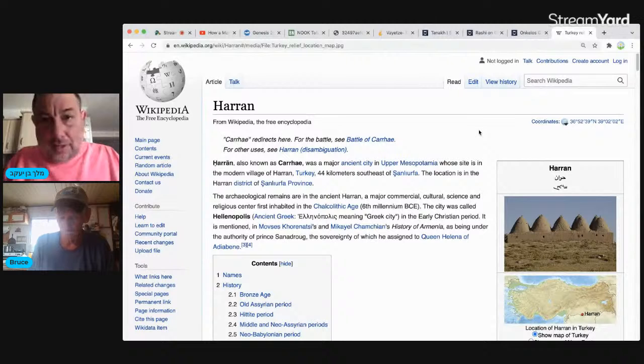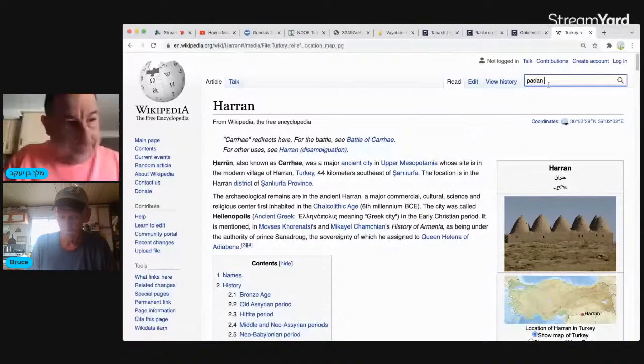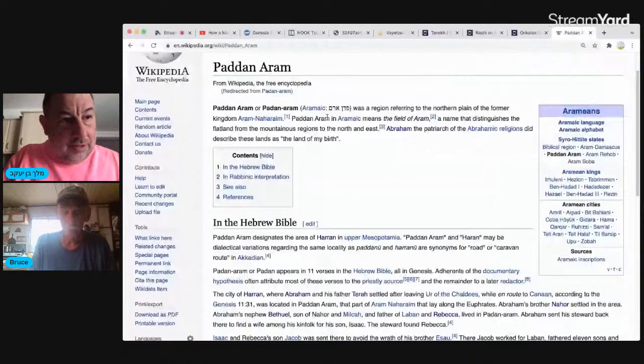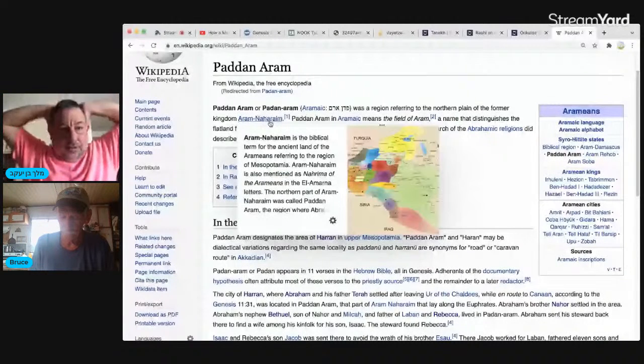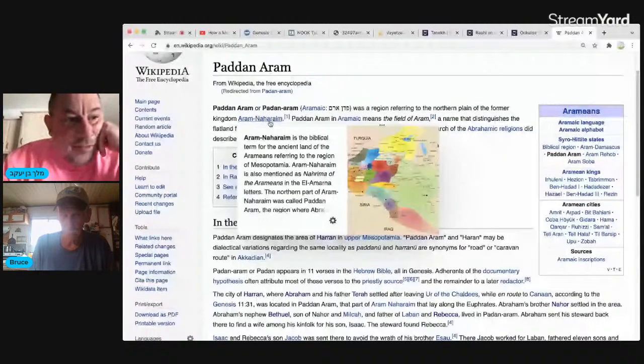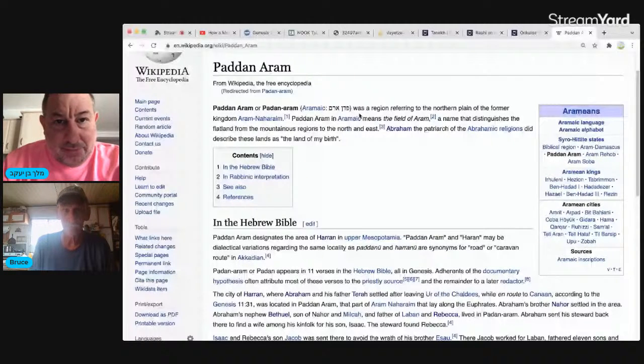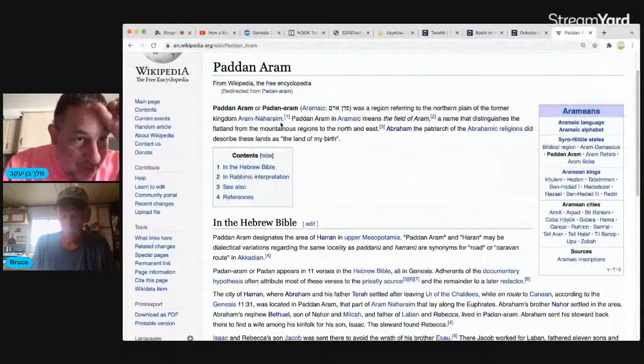Now let's look at Padan Aram. Padan Aram was a region referring to the northern plain of the former kingdom Aram Naharaim. So that's our third name. Okay, so those are the three names we see that appear in the Tanakh, right? Haran, which is a city, and now we have Padan Aram, which is a region, and Haran is within Padan Aram, and then there's a kingdom named Aram Naharaim.